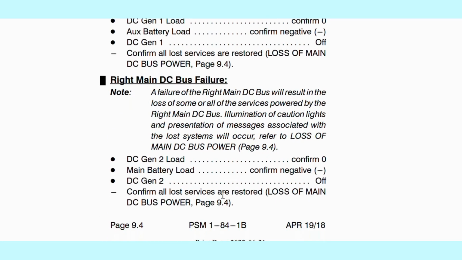Okay, and then the rest of the items are just completely similar, except the main DC battery load is a bit different because that's the right main DC bus now. Confirm it's negative. This time it will be DC Gen number 2. Remember, it's a right main DC bus. You put it to off and then you see what's happening. Okay, so that's very important.